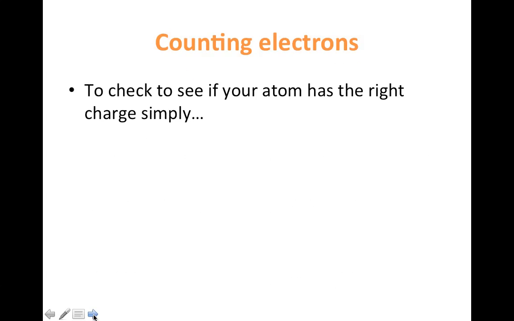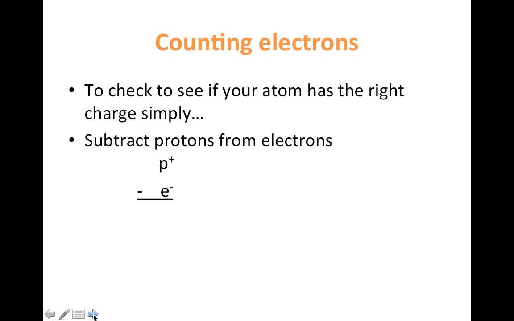So when you do this, basically what you have to do is count the number of electrons. You simply do that by subtracting protons minus electrons, and that'll give you the charge of that atom, either plus, minus, or 0. Plus means it's a positive cation, negative means it's a negative anion, and 0 means it's neutral.